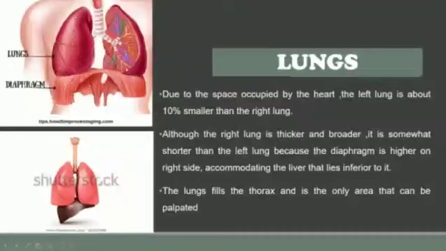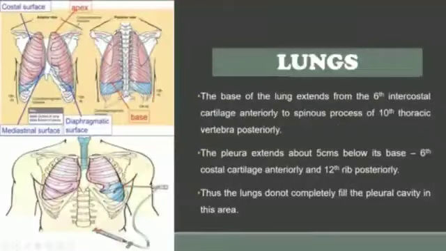Now, when you see the left lung, as I told, there is a notch called the cardiac notch. So due to the presence of the cardiac notch, like half of the lung is gone, hence the left lung is smaller when compared to the right lung. Right lung is shorter and the left lung is smaller. Right lung is shorter because of the presence of the liver, whereas the left lung is smaller because of the presence of your cardiac notch.